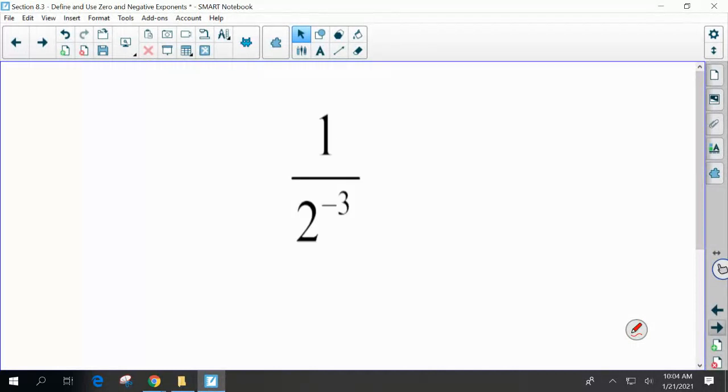All right, for this problem, we have 1 over 2 to the negative 3. So we're going to actually cross this over the fraction bar and put this in the numerator. So 2 to the 3rd over 1. And 2 to the 3rd equals 8. So 8 over 1, or you could just write it as 8.